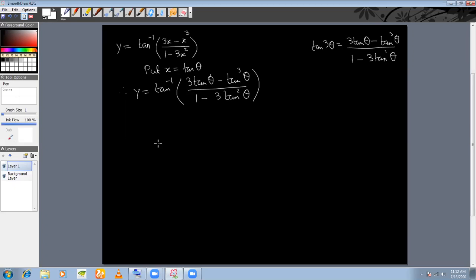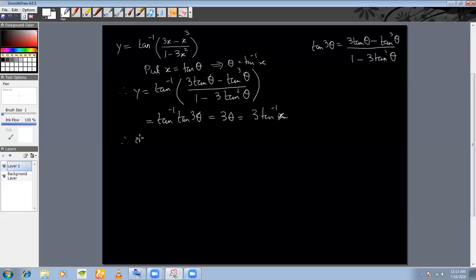So this is tan inverse of (3 tan theta minus tan cube theta) by (1 minus 3 tan square theta). So this is tan inverse of tan 3 theta, which is 3 theta. If x is equal to tan theta, then theta must be equal to tan inverse x. So this is 3 tan inverse x.